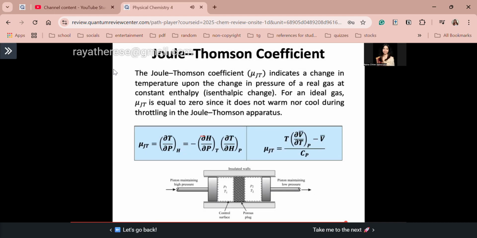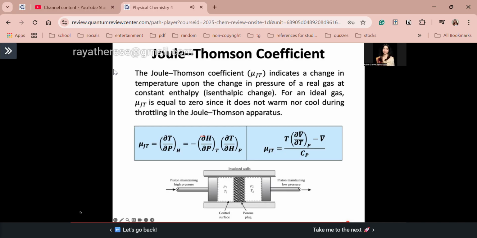So here, the fugacity coefficient will now be greater than 1. So the Joule-Thomson coefficient, mu JT, we already discussed this in Thermodynamics 1, right? It indicates a change in temperature upon the change in pressure of a real gas at constant enthalpy. So this occurs for an isenthalpic change or isenthalpic expansion because the enthalpy is constant. For an ideal gas, mu JT is equal to 0, because it cannot warm nor cool during throttling in the Joule-Thomson apparatus.